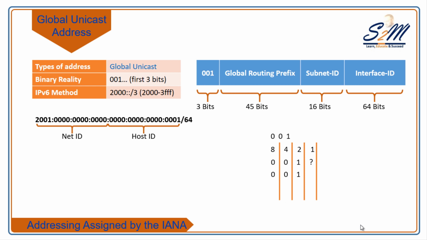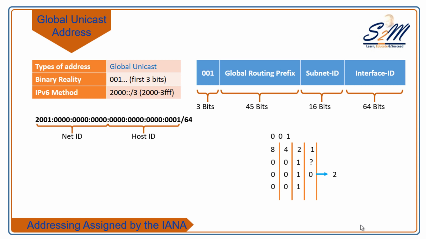Let's check. If we combine these numbers, the result will be 2. In the position of 8 we have 0. In the position of 4 we have 0. In the position of 2 we have 1. In the position of 1 we have 0. So the position of 2 is 1, and 1 means on. So in the header we have 2. It is equal to 2.